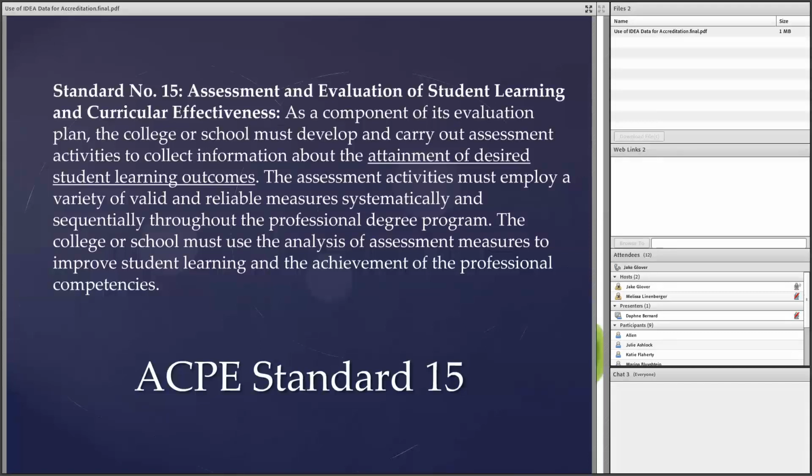So this is all about Standard 15. If you look at Standard 15, I actually underlined the part that really pertains to what we do largely with IDEA Center. It really speaks to the assessment and evaluation of student learning and curricular effectiveness. And specifically, every pharmacy program has to have some kind of way of ensuring that students meet desired learning outcomes. And I'll show you in a second how we've directly tied our IDEA objectives to our learning outcomes to make sure that we can show that students are making progress on these.